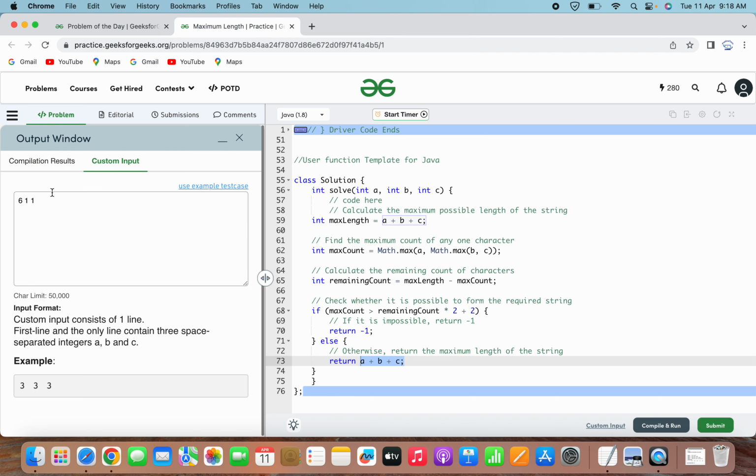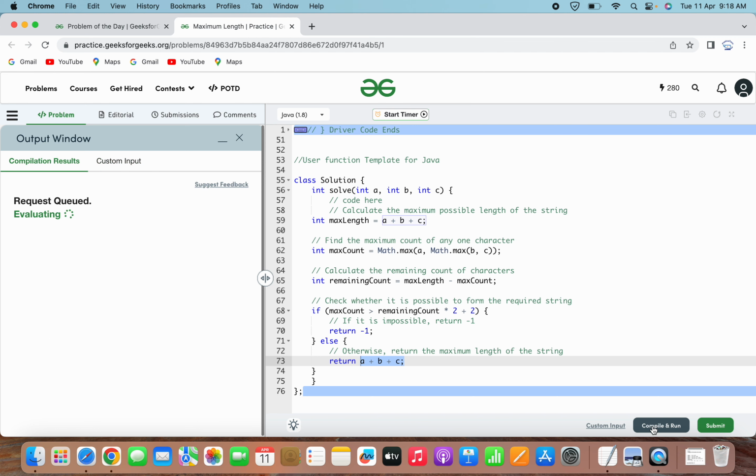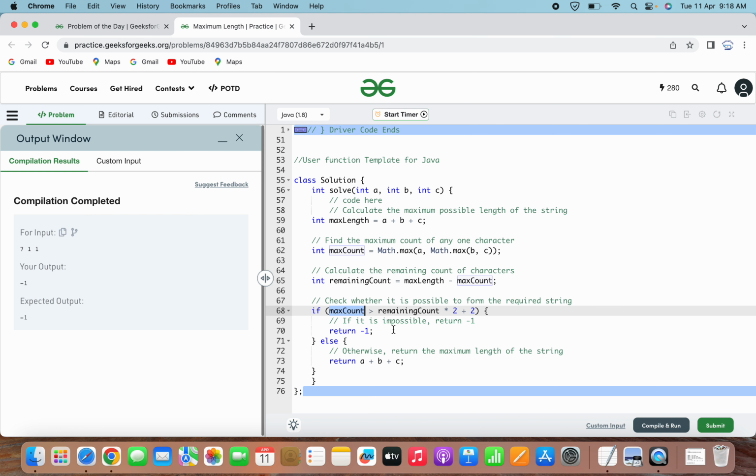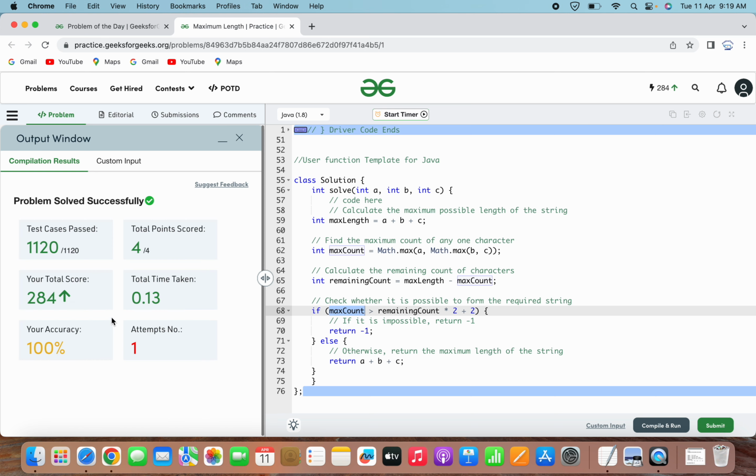But if I try giving here, instead of 6, if I give 7, now let's try this. See, when I increase the count of a by 1, then max count was 7. Is 7 greater than this one? Remaining count was 2. 2 into 2 plus 2, that is 6. So 7 greater than 6? Yes. In that case, the string formation was not possible. That's why we have written -1. Okay. Now let's try submitting the solution. So here we can see all the test cases are covered. So this problem has been solved successfully.